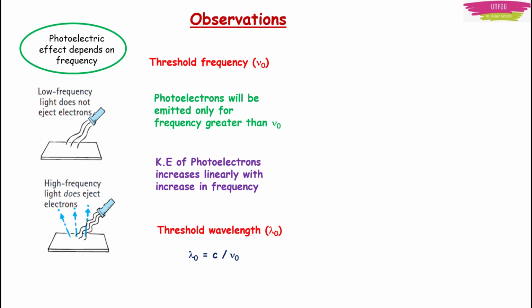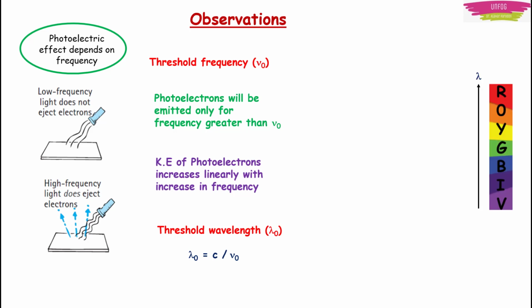You can see that the wavelength increases from violet to red. Low the wavelength, high the frequency. High the wavelength, low the frequency. So if you have high wavelength, that means low frequency, no photoelectrons will be ejected. If you have low wavelength of the light incident on that metal, then you have high frequency and photoelectrons will be ejected with more kinetic energy.